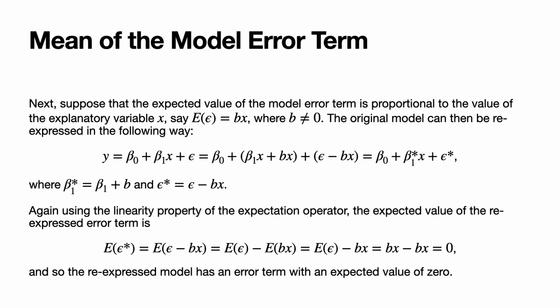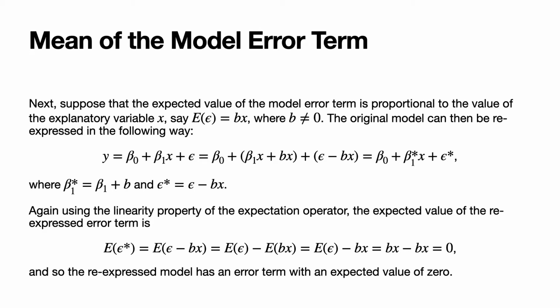Next, let's suppose that the expected value of the model error term is proportional to the value of the explanatory variable x. So for example, the expected value of epsilon is equal to b times x, where b is some non-zero constant. The original model can then be re-expressed in the following way.